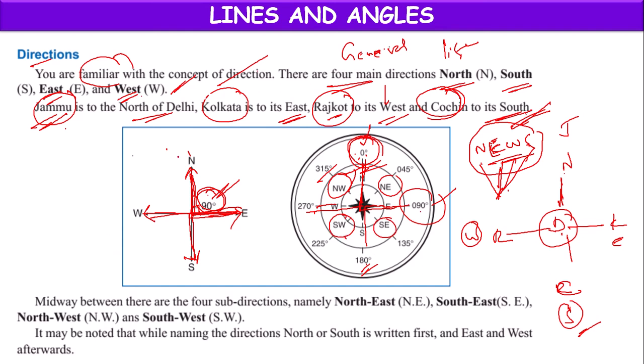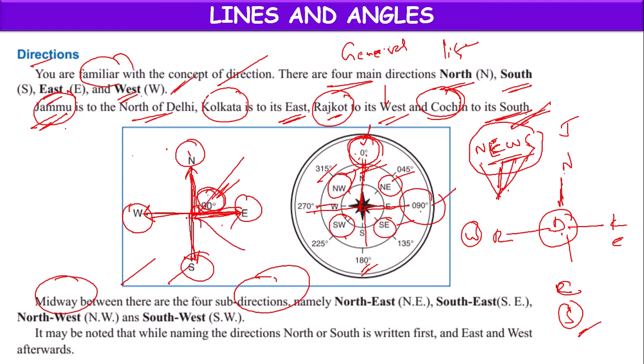So mainly we have 4 directions: north, east, south, west. But midway between them, there are 4 more sub-directions. 1, 2, 3, 4. These 4 are called sub-directions between the main directions. They are named northeast, denoted by NE, southeast, SE, northwest, NW, and southwest, SW.